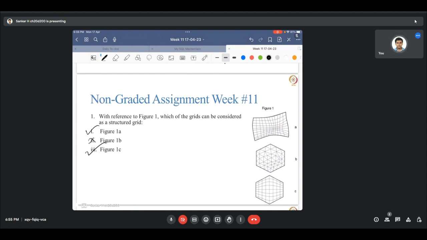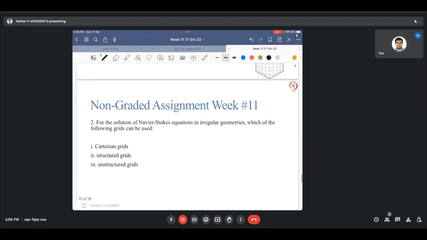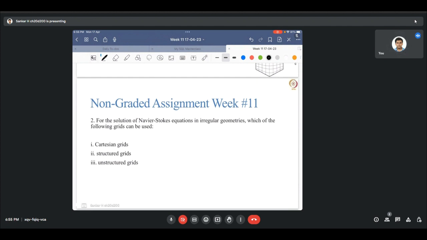Okay, let's move on to question number 2. For the solution of the Navier-Stokes equation in irregular geometries, which of the following grids can be used? First one is Cartesian, second one is structured, third one is unstructured. Can anyone from the audience please answer this question?